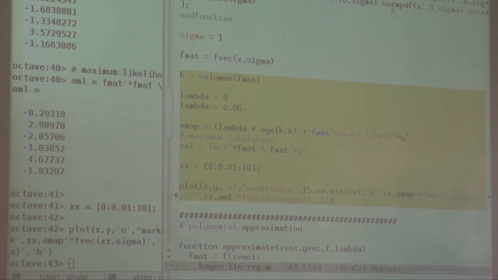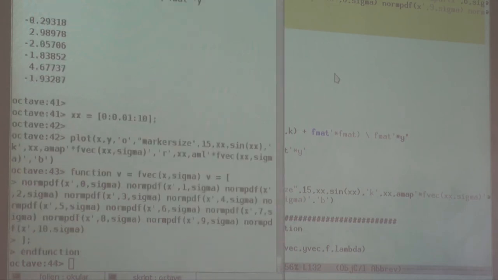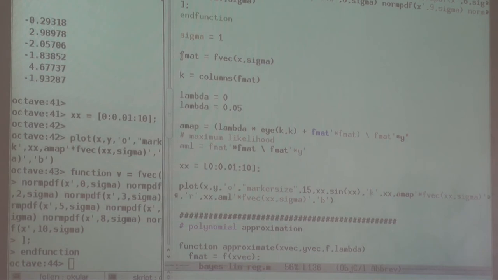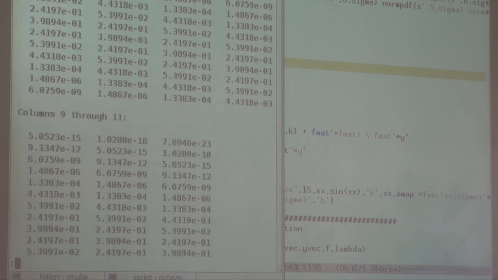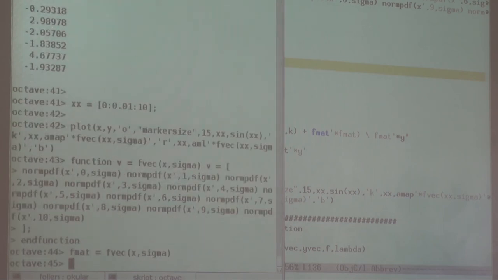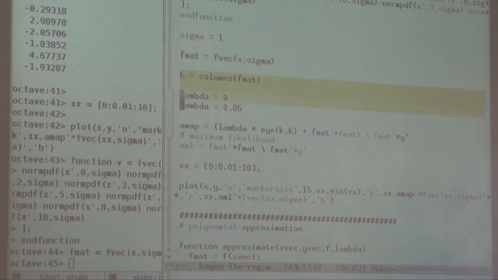But now let's do what I actually proposed in the lecture as the naive approach: you use a radial basis function centered at every data point. What we did now is we had 11 data points, but only 6 radial basis functions. Let's now use 11 radial basis functions, and that's what we get with this. Okay, and now we produce our F matrix. We get 11 columns and 11 rows of this matrix. And then let's continue.